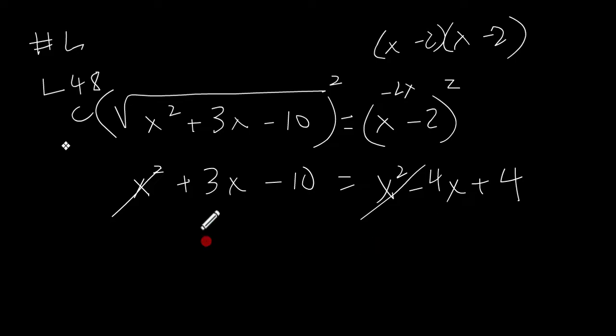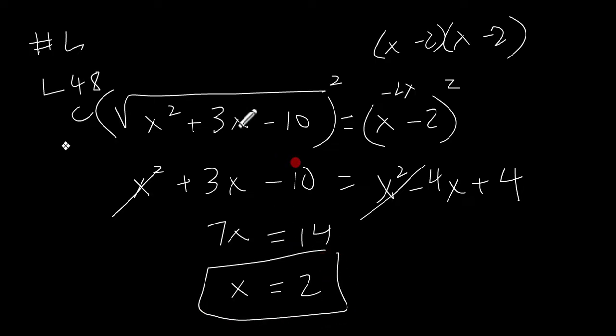Add 4x to both sides, you get 7x. Add 10 to both sides, you get 14. x equals 2. You have to check this. When you have a radical, you have to check it, put the 2 back in. This one does work, but oftentimes, even on the SAT, when you plug it back in, it has a number equal to a negative number, and that won't work. So check it, and it needs to work.